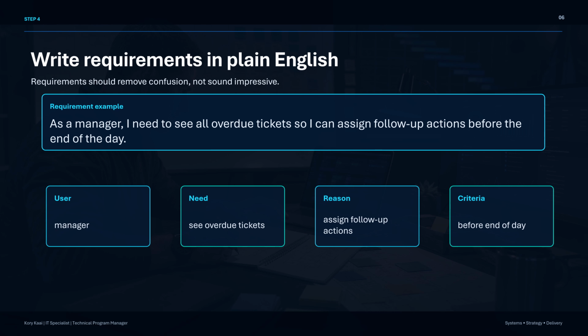For example, as a manager, I need to see all overdue tickets so I can assign follow-up actions before the end of the day. That one sentence tells us the user, the need, and the reason. From there, we can define the screen, the data, the filters, the rules, and how we will test it.